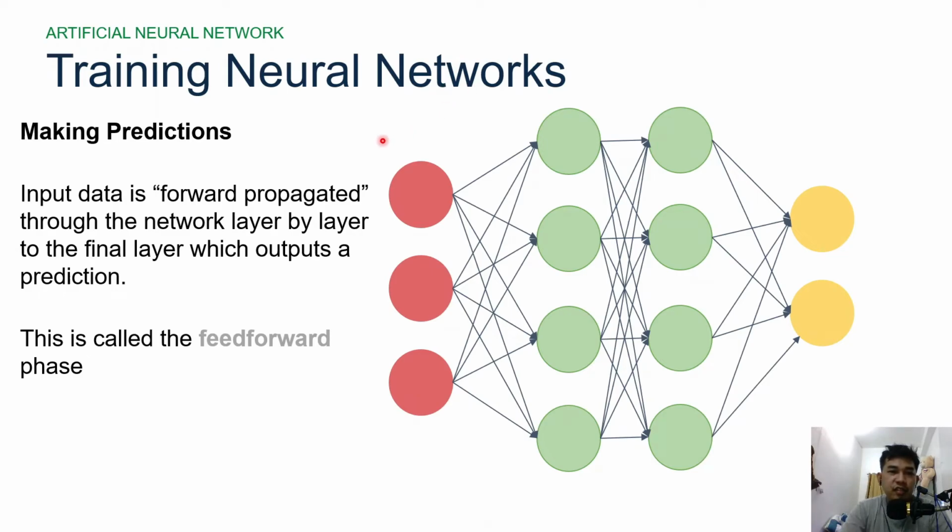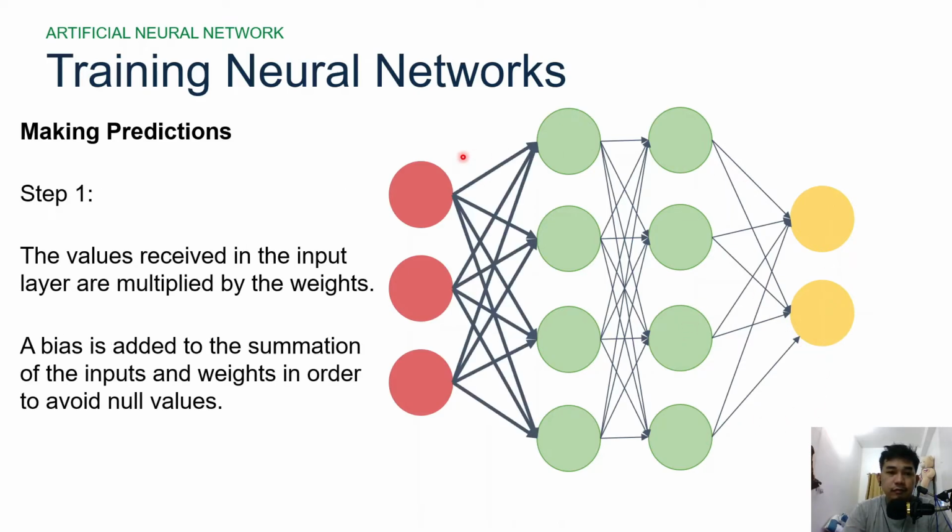Okay, so making predictions, input data is forward propagated through the network layer by layer to the final layer which outputs a prediction. So this is what we call a feed forward phase. So dire-diretso siya. Hindi siya mabalik class. Okay, for step 1, the values received in the input layer are multiplied by the weights. And then, of course, bias is added to the summation of the weighted inputs in order to avoid null values.